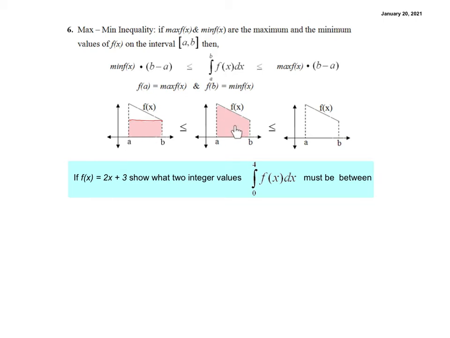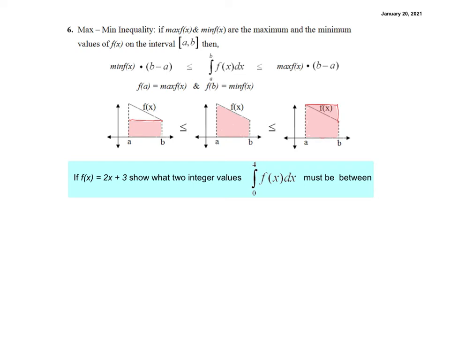Obviously, our area under this curve is bigger than this area, so we know that will always be true. And then over here, it's less than or equal to the maximum value of f of x times b minus a. And the maximum height of the function is here, times b minus a, the width, gives us the area of this rectangle. So we can see that, yes, indeed, the integral from a to b of f of x dx will be greater than or equal to the minimum times b minus a, and less than or equal to the maximum times b minus a.